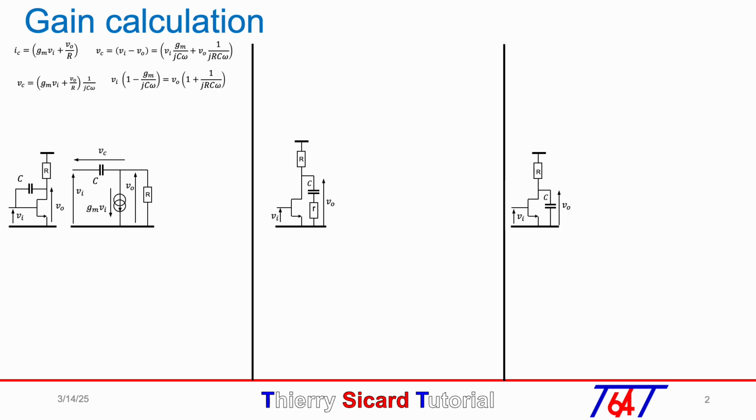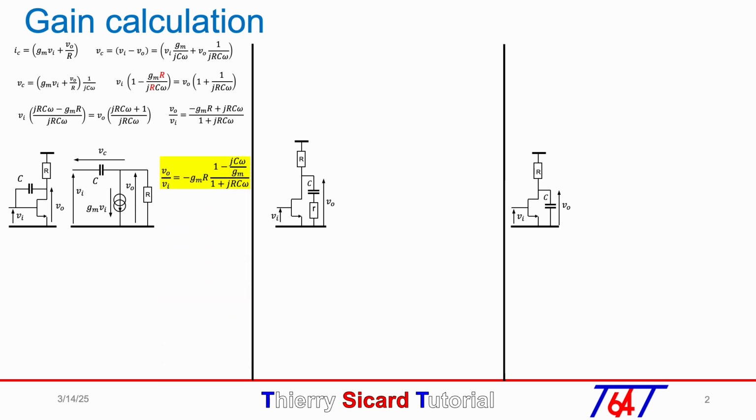The Gm over Jc omega term is multiplied and divided by R to obtain the DC gain GMR. After rearranging the equation, we obtain the gain Vout over Vin. The final gain equation is in the yellow box where the DC gain term is factored out.